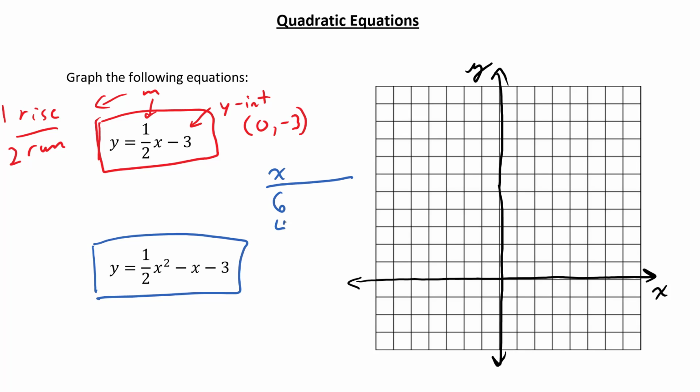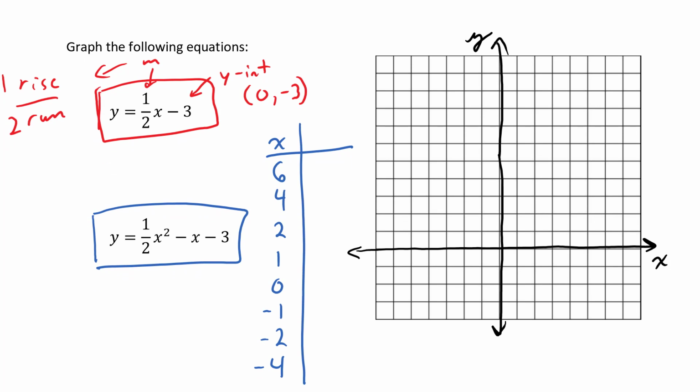Do 6, 4, 2, 1, 0, -1, -2, and -4. Plug those in. And there's our table of values.